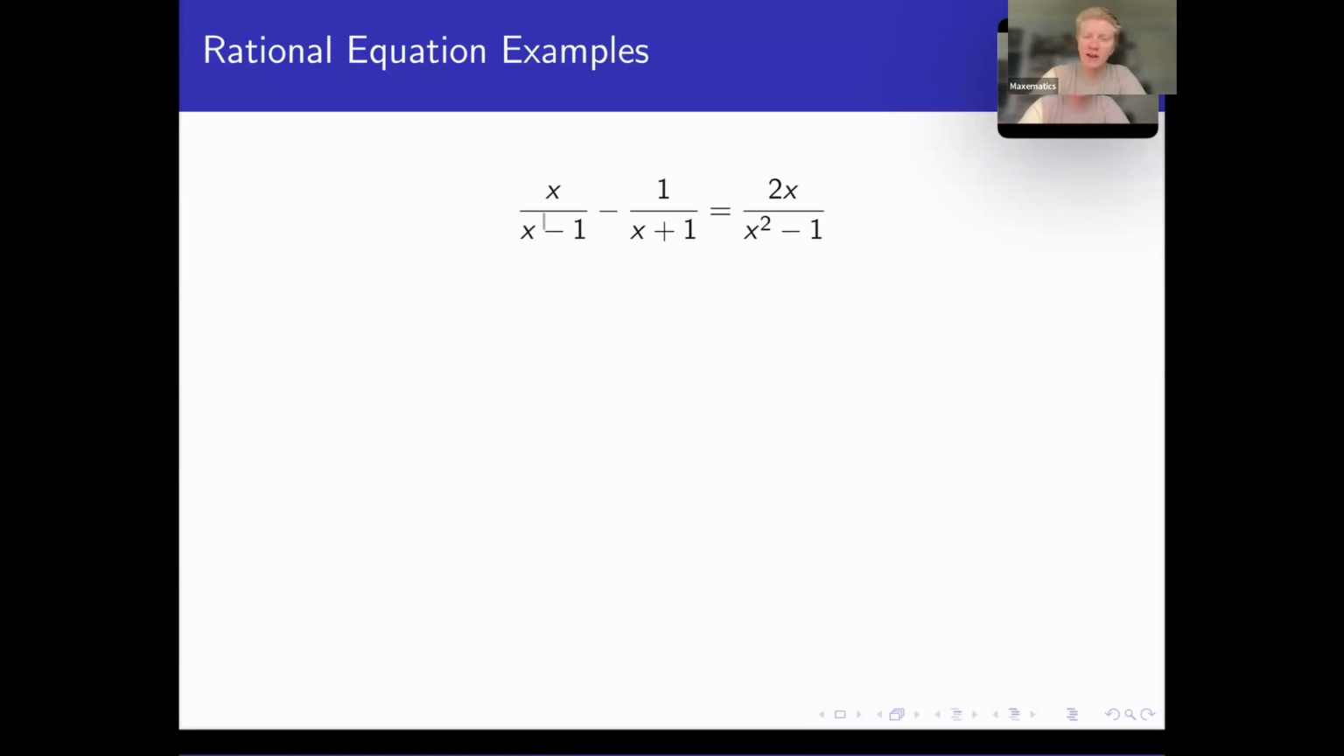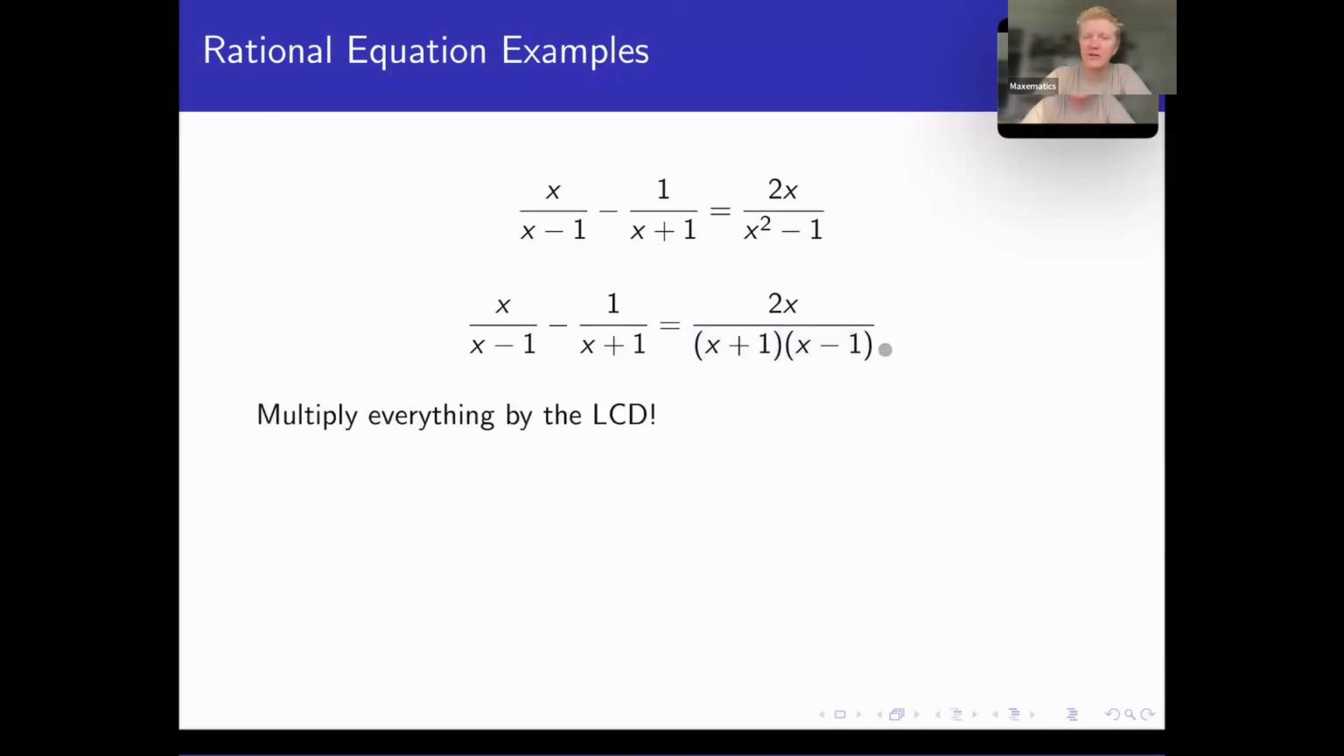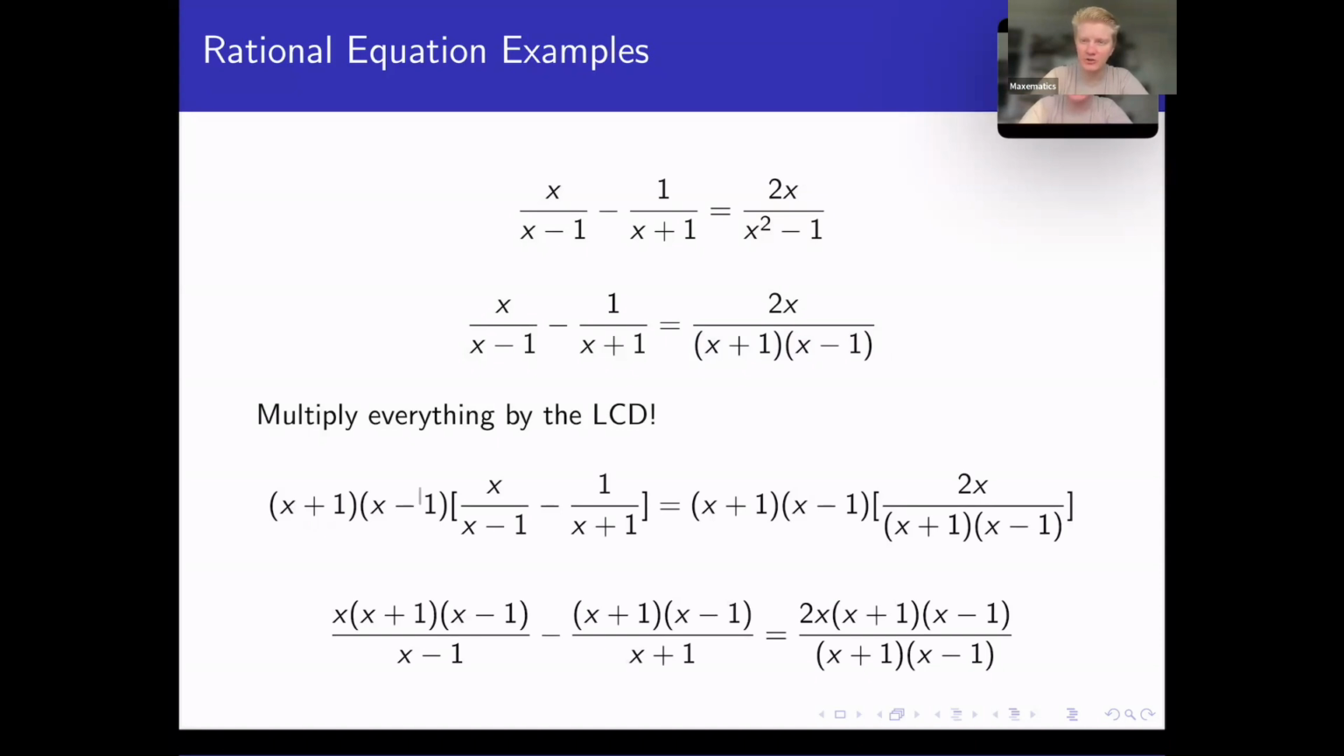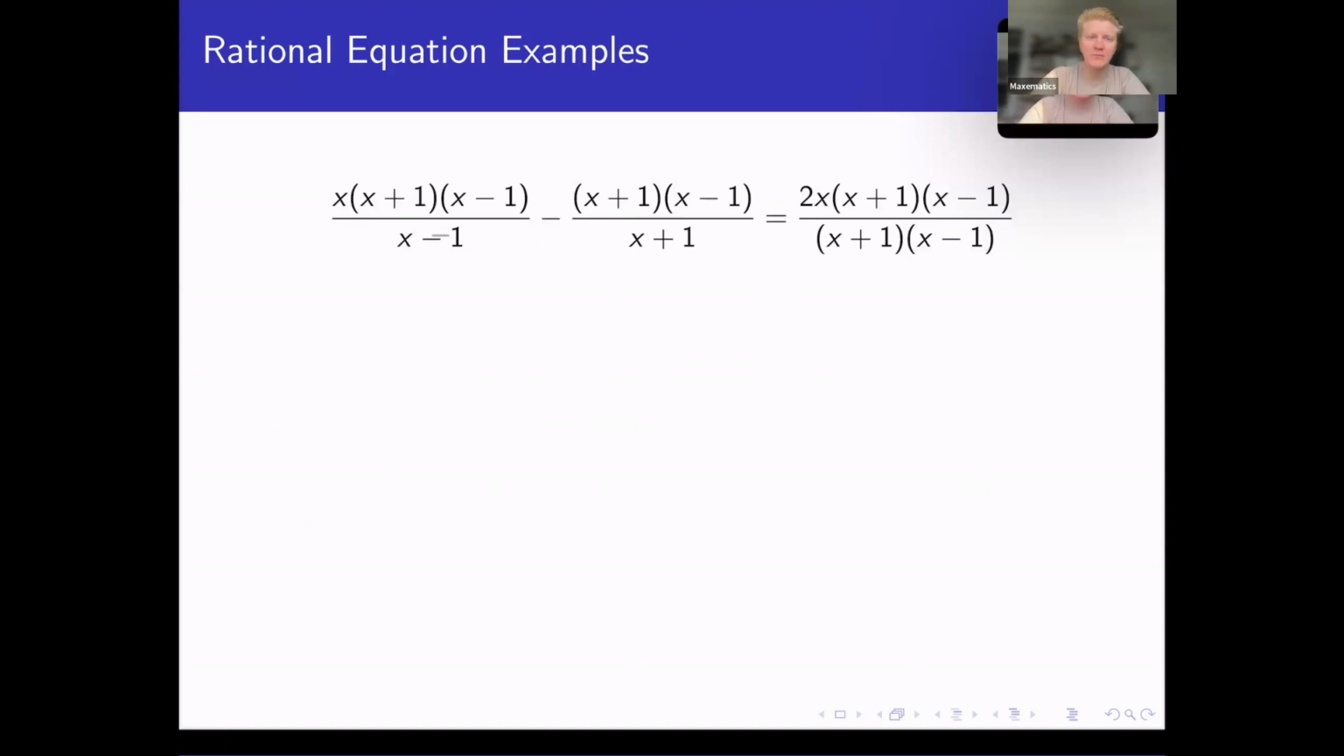X over x minus 1 minus 1 over x plus 1 equals 2x over x squared minus 1. All right, rhyme and reason. Let's factor, and you see the least common denominator is just the combination x plus 1, x minus 1, everything that we would need to cancel out every denominator. Let's distribute x plus 1, x minus 1 to each numerator. And now a bunch of things cancel out. X minus 1 goes away, x plus 1 goes away, x plus 1 and x minus 1 goes away.